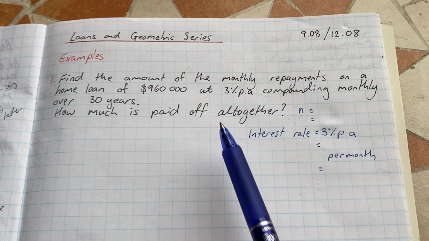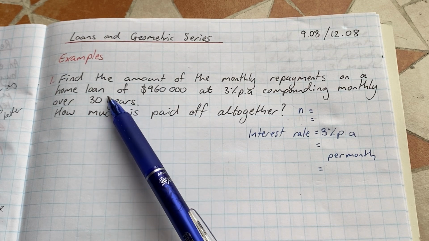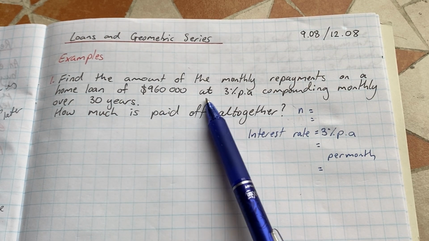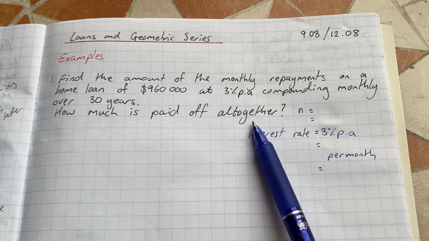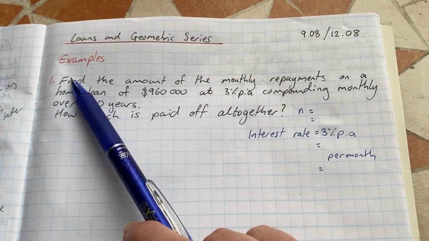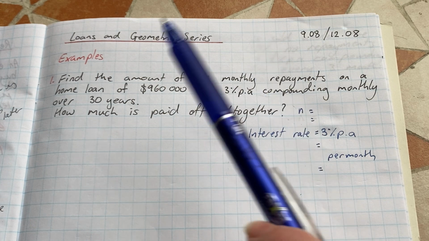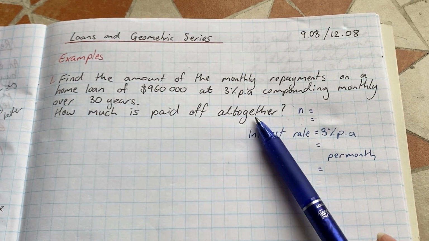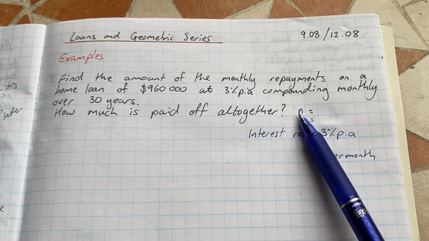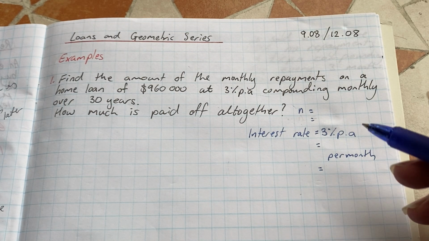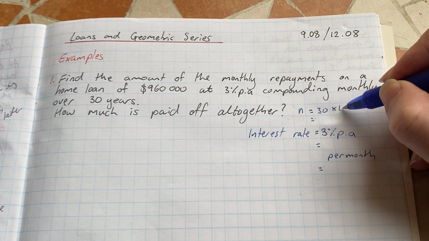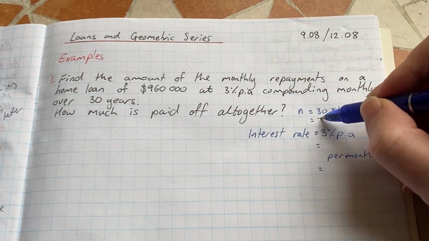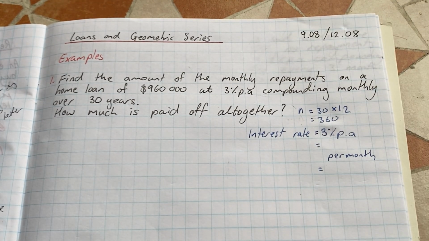So in this example, find the amount of the monthly repayments on a home loan of $960,000 at 3% per annum, compounding monthly over 30 years. How much is paid off altogether as well? So we have to find the amount of the monthly repayments and how much is paid off altogether. So our N is the number of repayments. So it's 30 years, but they're monthly, so 30 times 12. So there'll be 360 repayments.